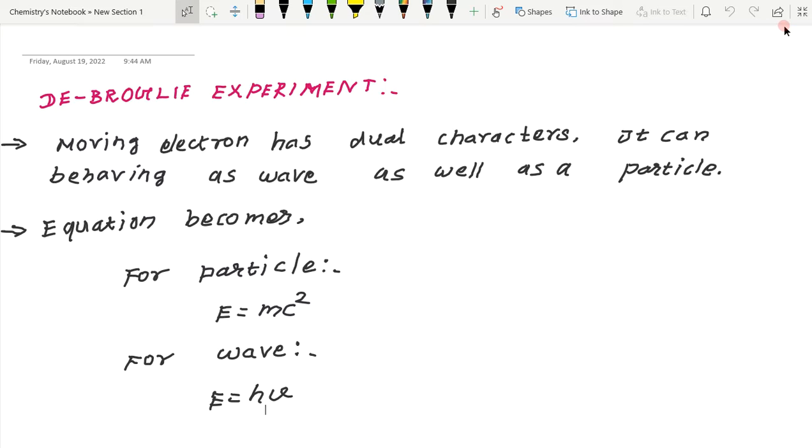De-Broglie experiment said a moving electron has dual characters. It can behave as a wave as well as a particle. The De-Broglie equation becomes, for a particle, E equal to mc square, and for a wave, E equal to h nu.